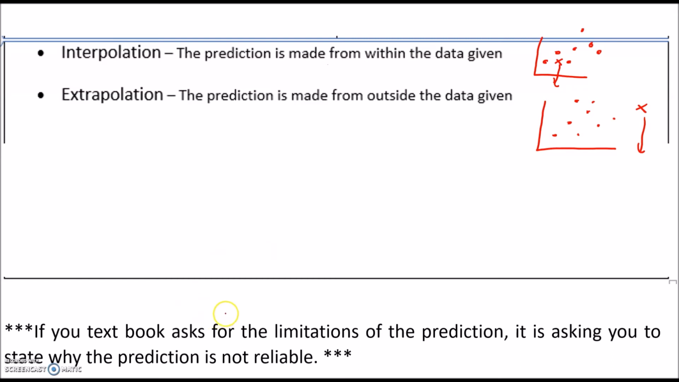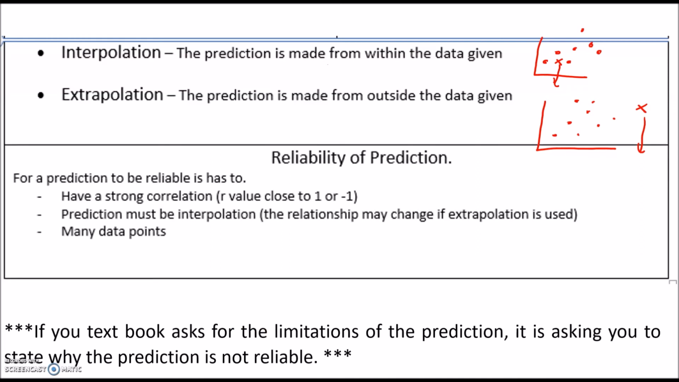Now, a note here, if your textbooks ask for the limitations of the prediction, it is asking you to state whether the prediction is reliable or not. This is part that goes with that, the reliability of a prediction. For a prediction to be reliable, you have to have a strong correlation, whether that's an R value of 1 or -1. So what it means is if you have something which looks like this and you predict, it will be more reliable than something which looks like that, because your line of best fit fits the data. So if you predict it's going to be very close to everything else, your line of best fit in this one doesn't really fit the data, so it's not going to be as reliable to the other points.